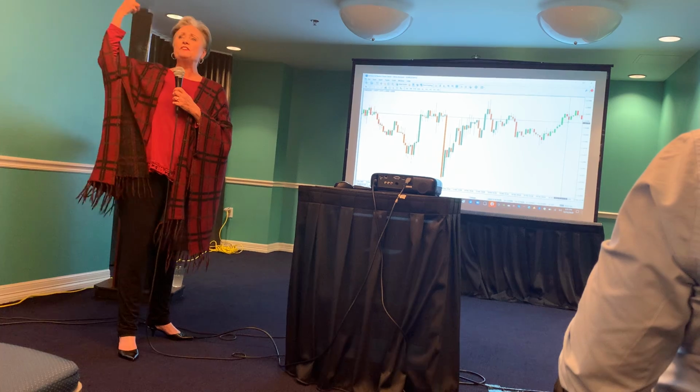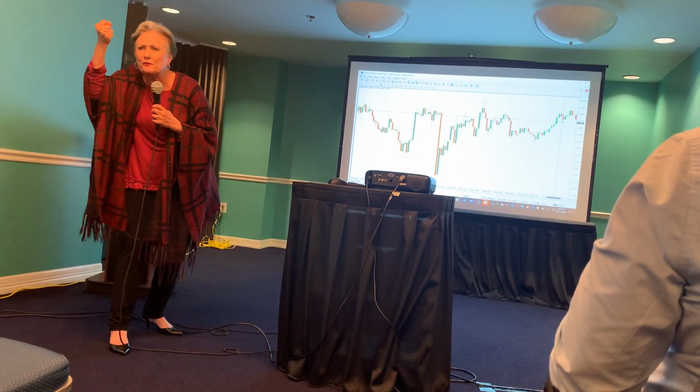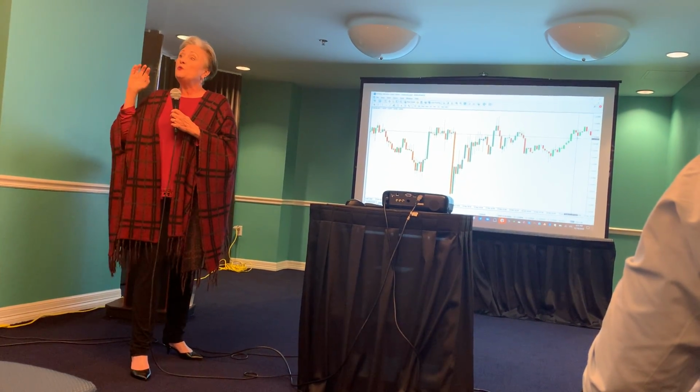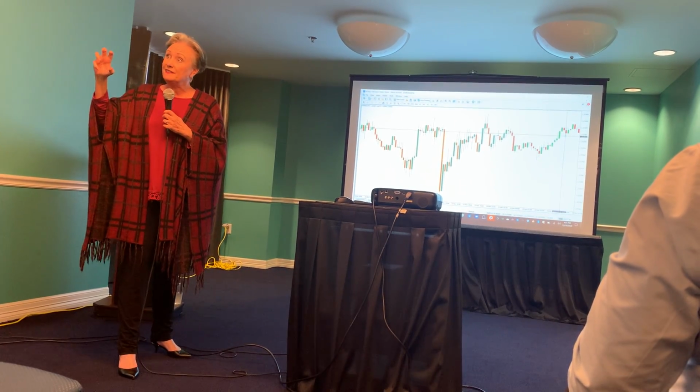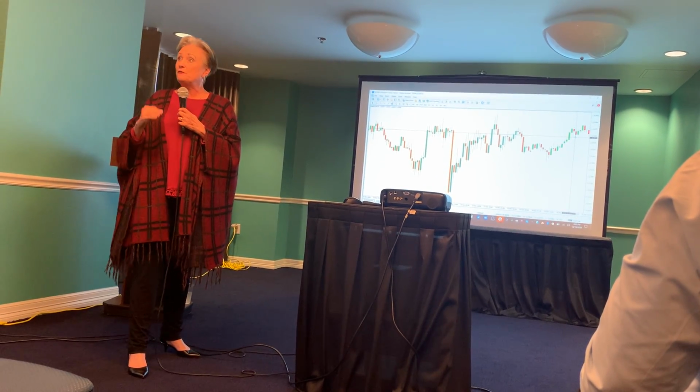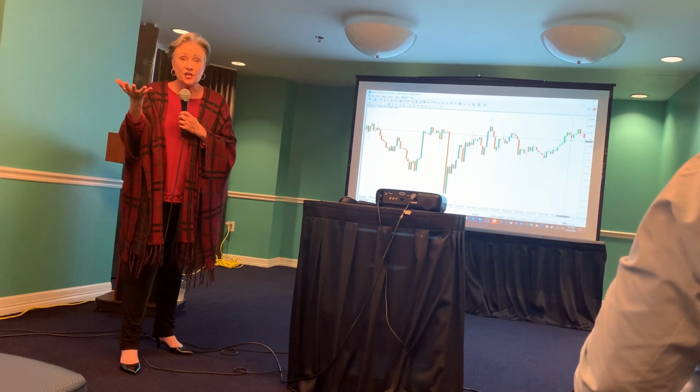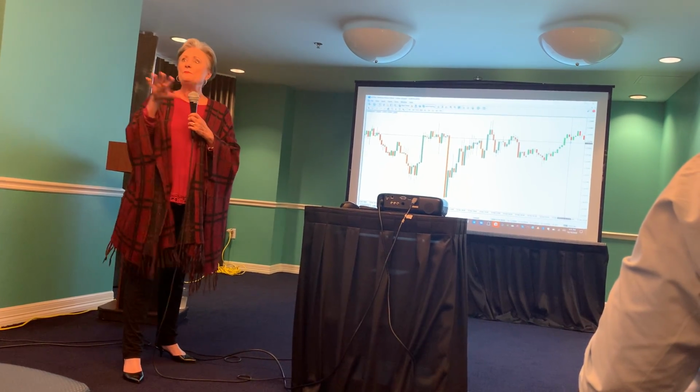They don't try to get the very last pip. They don't squeeze their trade for the very last pip. No, we just try to get the middle of a movement. So we're going to wait for confirmation before we enter a trade. But first, what we have to do is find the patterns.